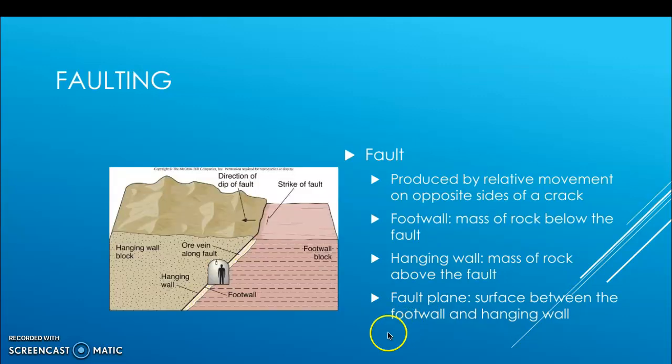This is a mining term. So here's our hanging wall here, here's our footwall here, and we can look at a strike and a direction of dip to see what's going on with that. All right, so the hanging wall is either going to move up or down in regards to the footwall, where the person is standing from.